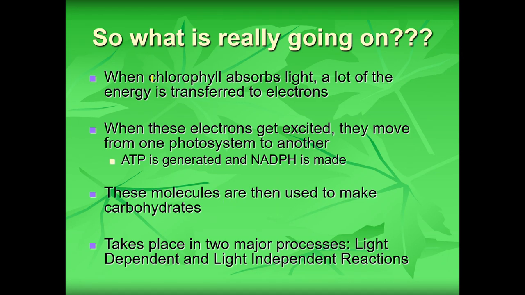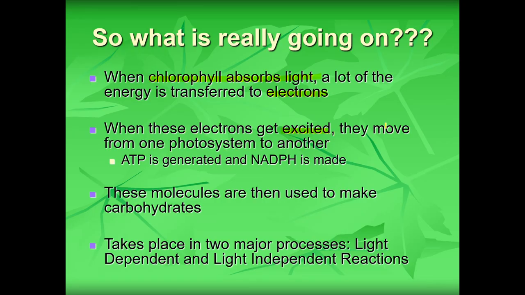Okay, so chlorophyll is going to absorb light. That's where we're going to start. Now, when the light is absorbed, light is energy, and that light energy is going to be transferred to electrons. So we know that electrons are also energy. Essentially what they're going to do is they're going to be raised to a higher energy level, or they are going to get excited. So when the electrons get excited, they're going to move from one photosystem to another.